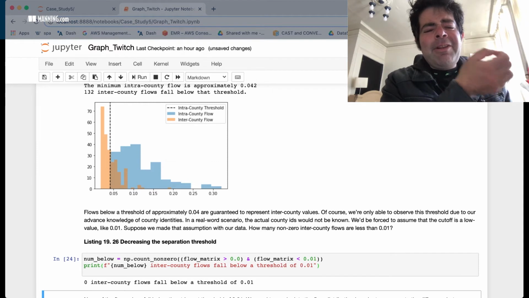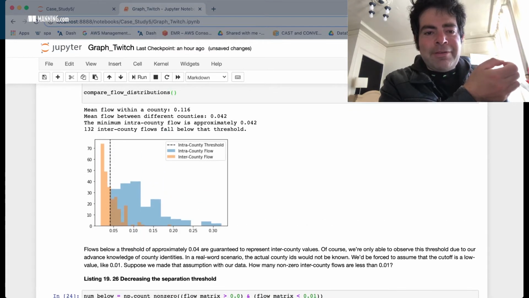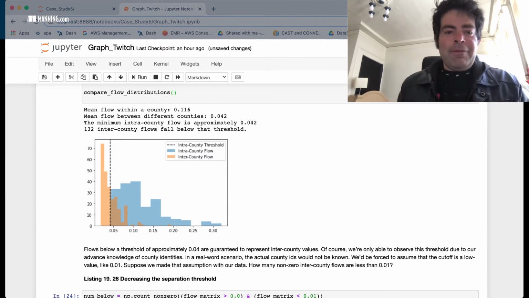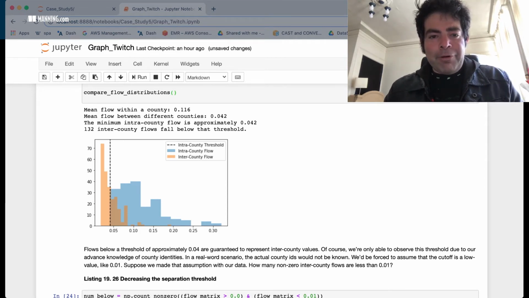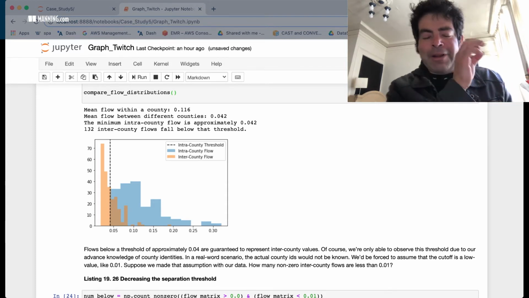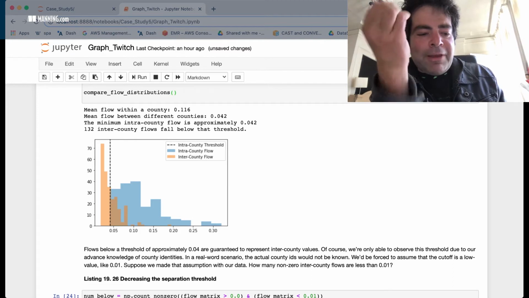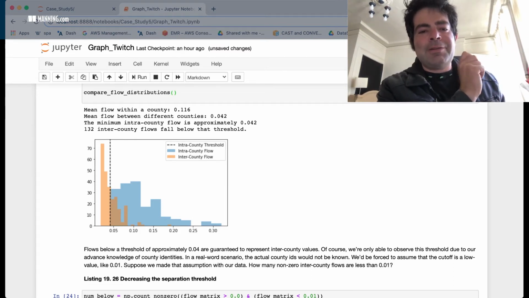What we really want to do is exaggerate the differences between flows. We want to make the difference between these two means bigger. We want to push the blue histogram more to the right, the beige histogram more to the left, and more importantly, we want to make this threshold that can be used to isolate flows corresponding to towns in different counties as small as possible. So how do we exaggerate the differences between histograms?